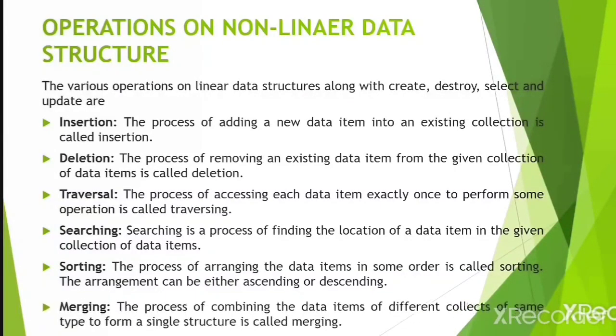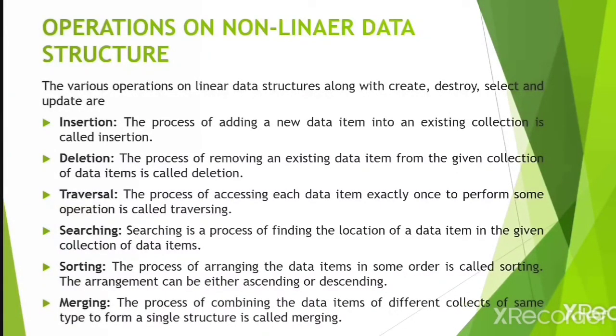Next operation is merging. Merging is the process of combining the data items of different collections of the same type to form a single structure. Merging can be simply defined as combining two collections of the same type into a single collection. See, I have taken class for both EMCS and SMCS students because they have something in common, that is they have opted for the same paper, computer science. Because of that reason I am combining both stream students and taking a class, right?